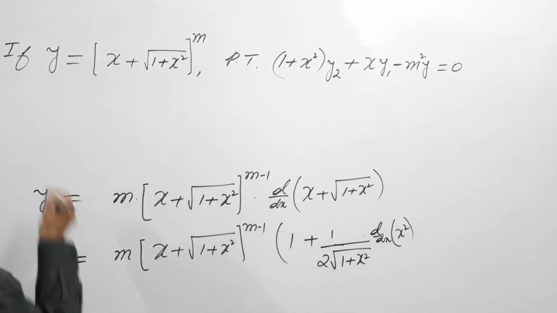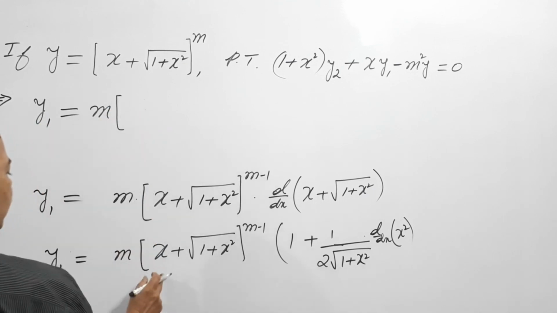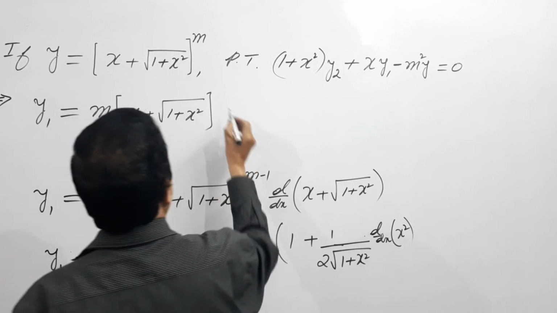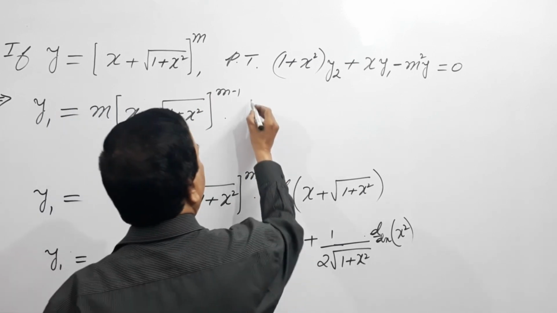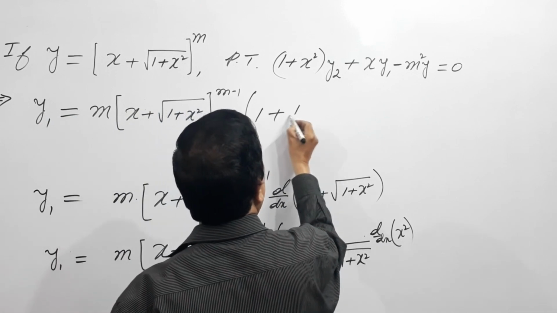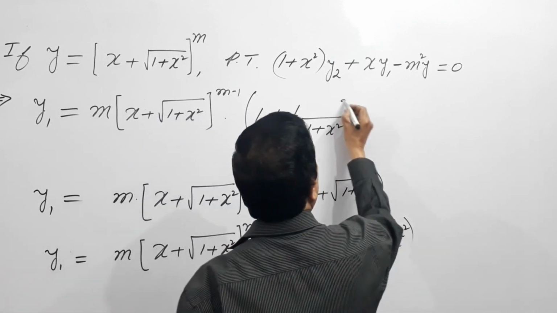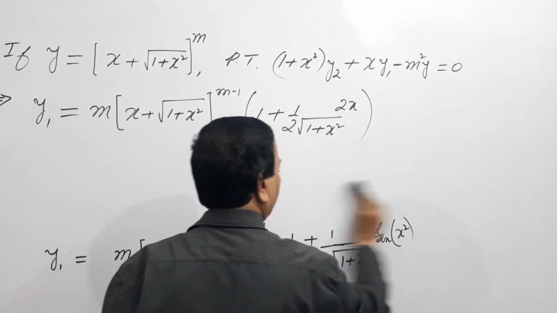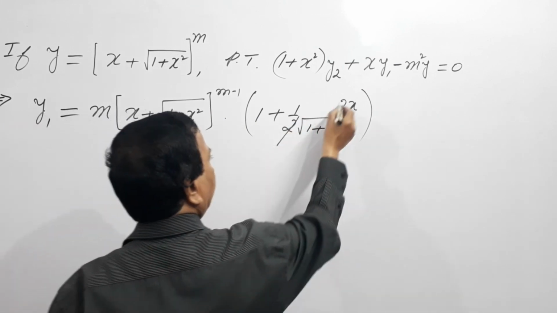So y1 equals m into (x plus under the root 1 plus x square) to the power of m minus 1, into 1 plus half into 1 plus x square to the power minus half. d by dx of x square is 2x. Here this 2 and this 2 cancel.